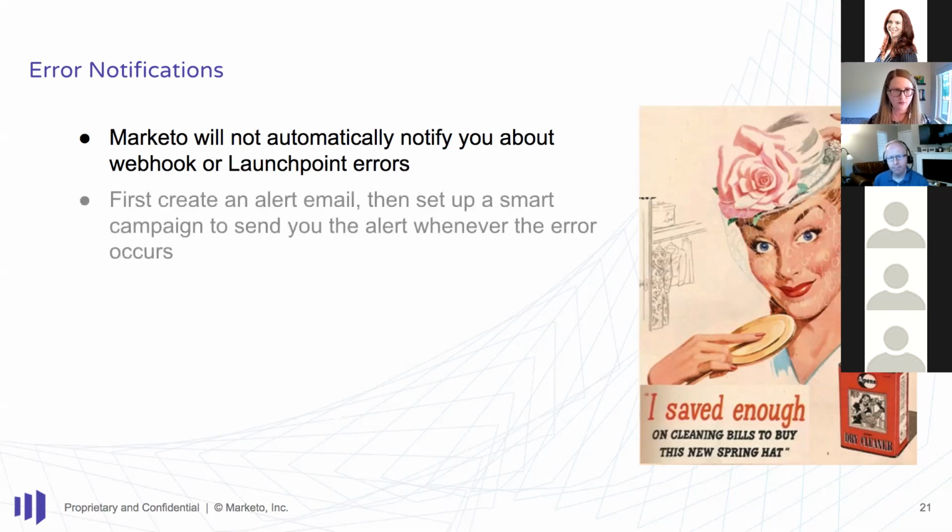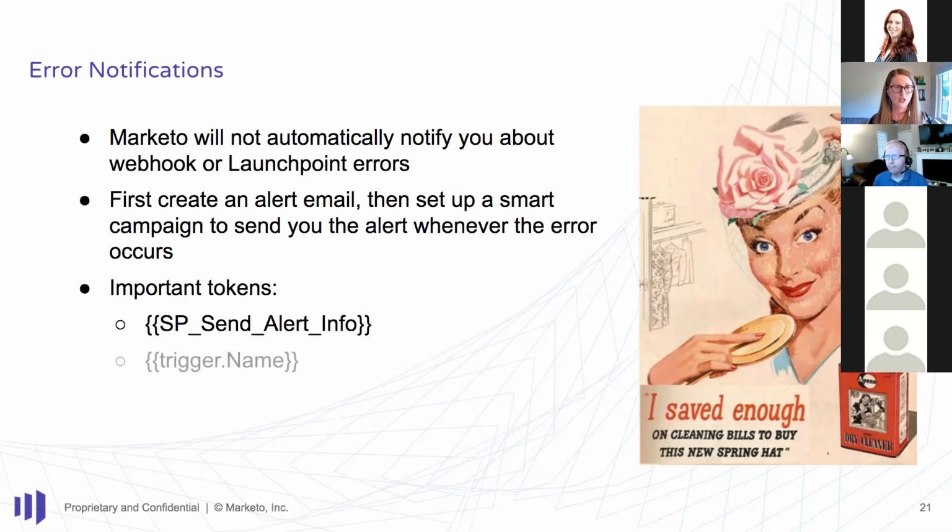So first, you're going to create an alert email, just super simple, tokenized. You don't have to make it fancy. And then you set up a smart campaign to send you the alert whenever the error occurs. So there are a whole list of system tokens. At the end of this presentation, there's a link to Marketo docs for system tokens.